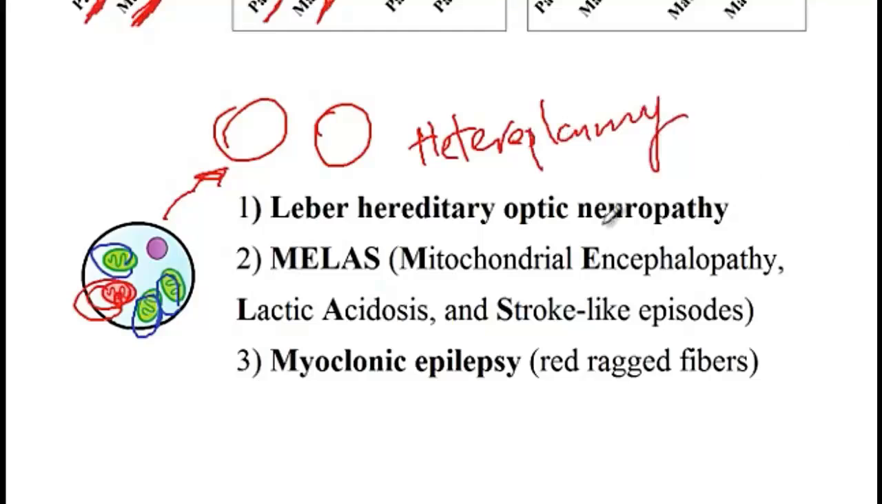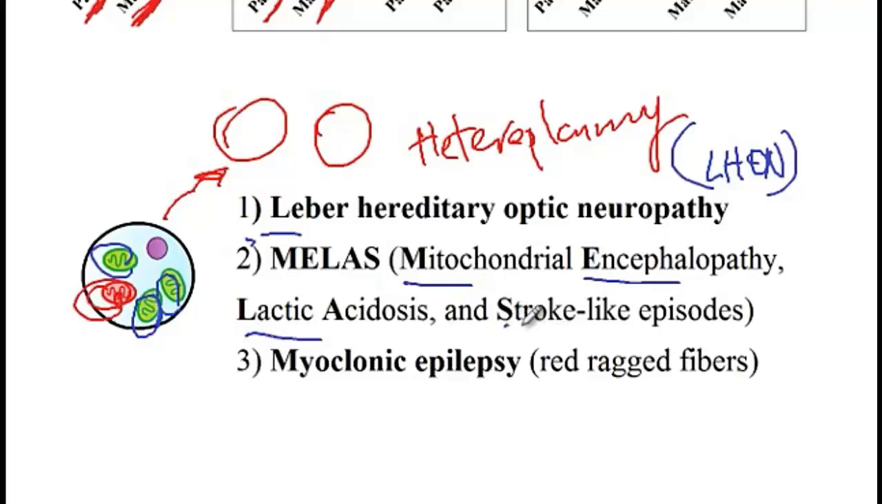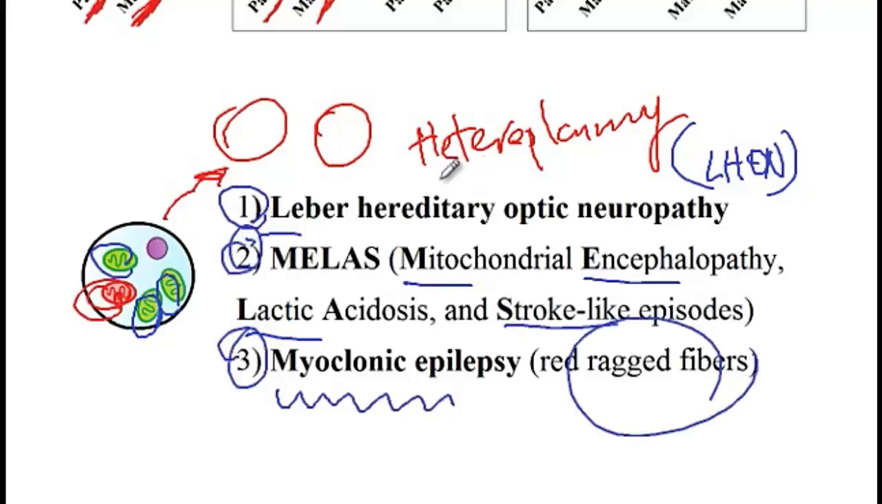And the diseases that are associated with heteroplasmy are mitochondrial diseases, which include Leber hereditary optic neuropathy, also known as LHON, MELAS, which is referred to as mitochondrial encephalopathy, lactic acidosis, and stroke-like episodes, and finally myoclonic epilepsy with ragged red muscle fibers. So just keep in mind that these three disorders are affected by the heteroplasmy phenomenon.